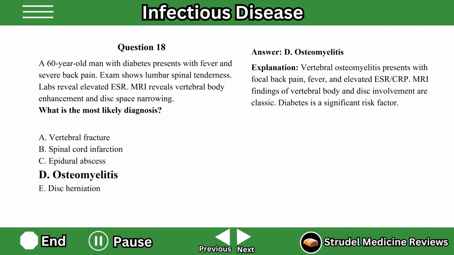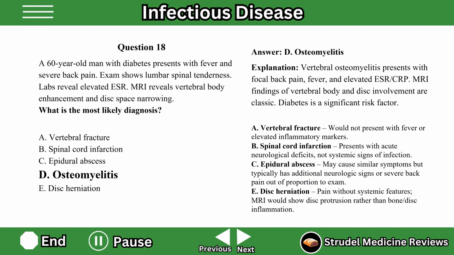D, because you have your clinical constellation of focal back pain, fever, elevated ESR, CRP, and your MRI demonstrating vertebral body enhancement, especially, I believe, on T2, and disc enhancement, kind of our classic. Your other incorrect answer choices: A, vertebral fracture. That wouldn't present with fever or elevated inflammatory markers. B, spinal cord infarction will present with acute neurologic deficits, not really infection.